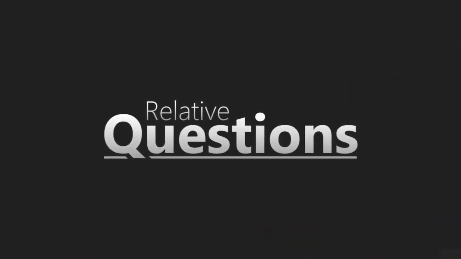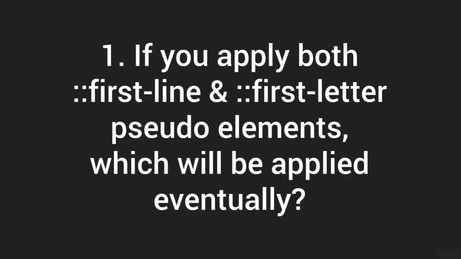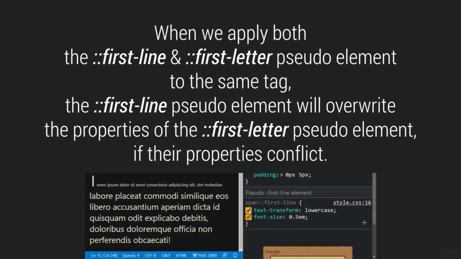Now let's talk about a related question. The question is, if you apply both first line and first letter pseudo elements, which will be applied eventually? Well, as we just saw a few moments ago, when we apply both the first line and first letter pseudo elements to the same tag, the first line pseudo element will overwrite the properties of the first letter pseudo element if their properties conflict.